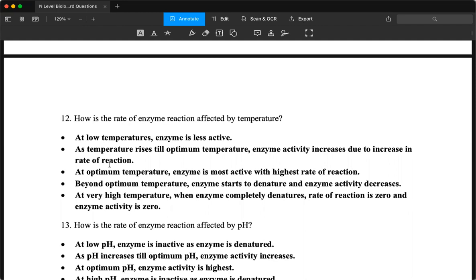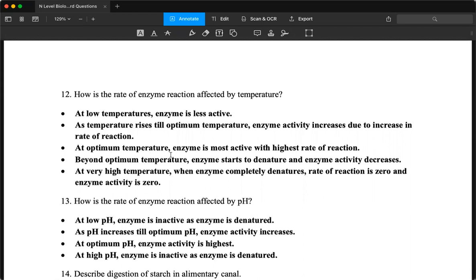Sometimes in the question, they may only require candidates to describe the effect of temperature before the optimum temperature or after the optimum temperature. So be careful, read the question carefully. If not, you'll be penalized. So at low temperature, enzyme is less active. As temperature rises to the optimum temperature, the activity increases because of the increased rate of reaction. That will be sufficient. At optimum temperature, the enzyme is most active with the highest rate of reaction.